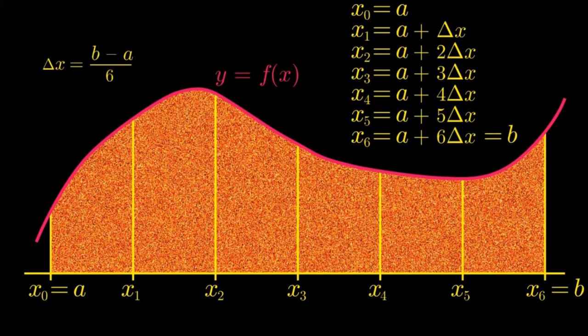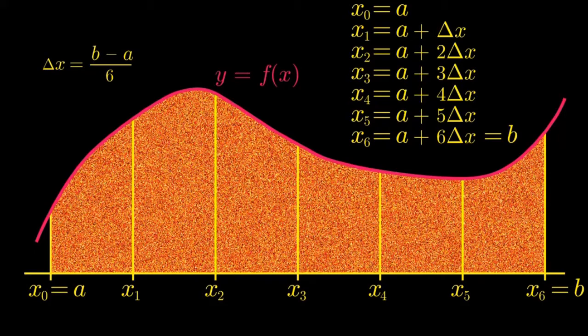The points at which my interval AB has been subdivided are called x0, x1, x2 up to x6. Of course, x0 is just the left endpoint a. Then x1 is a plus delta x, and to get x2 we add another delta x, add another delta x to get x3, and so on until you get to x6, which is a plus 6 delta x, which is b, and then you solve for delta x and you get the formula that I have.